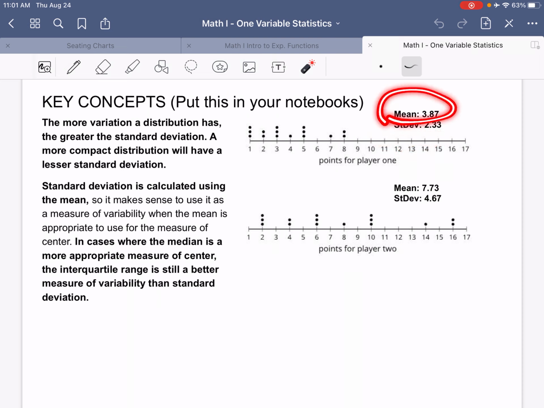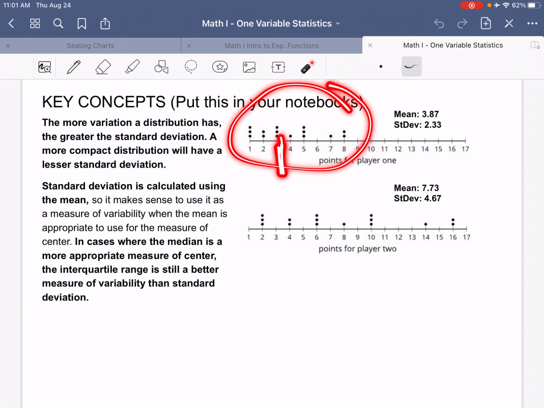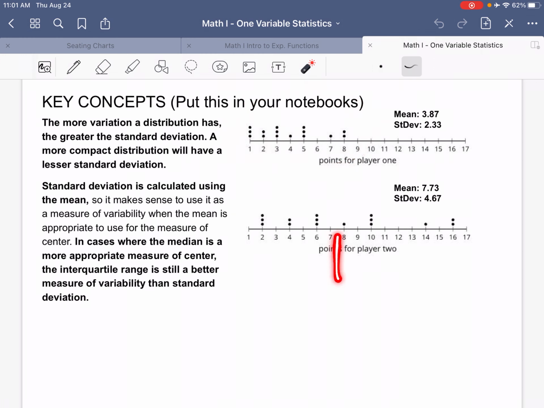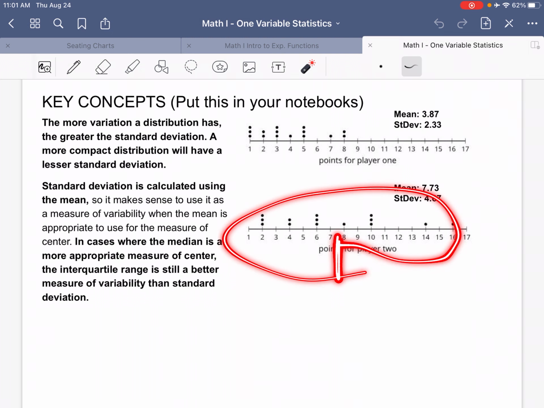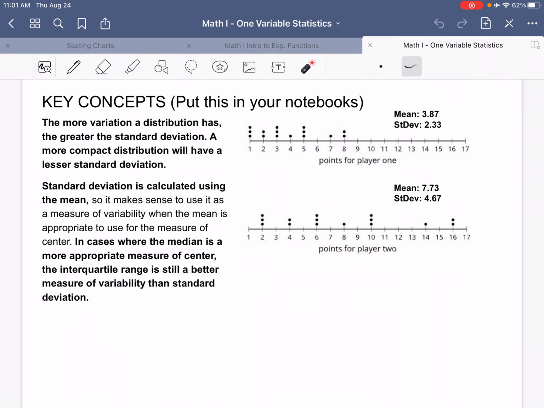We have a smaller number for the standard deviation down here than we do up here. The mean is another good thing to look at, 3.87. That's right around here. This isn't perfectly symmetric, but it's close-ish to the middle. Here, mean of 7.73, that's like right around here. Again, this is not perfectly symmetric, but that's fairly close to the middle right there.